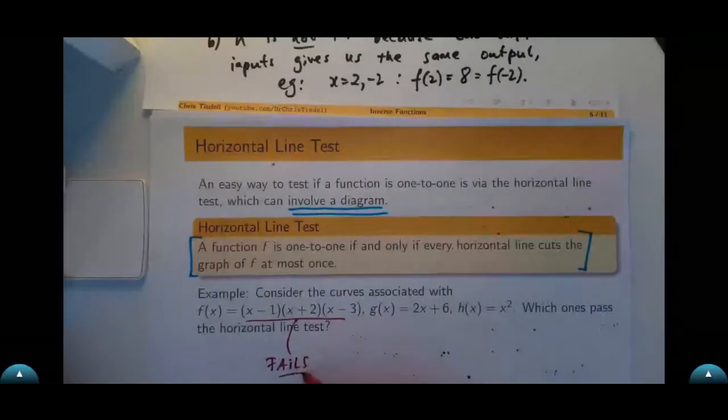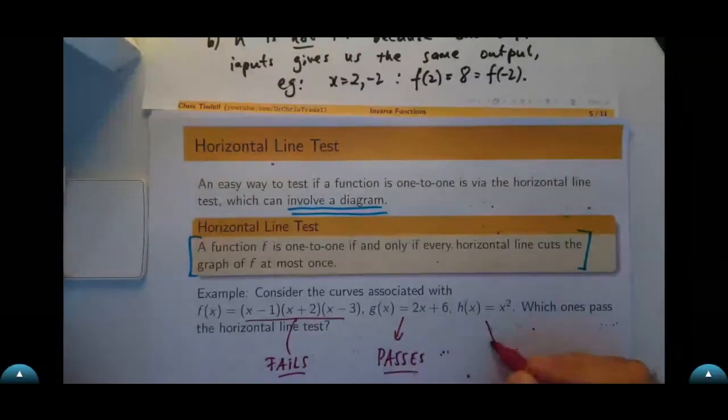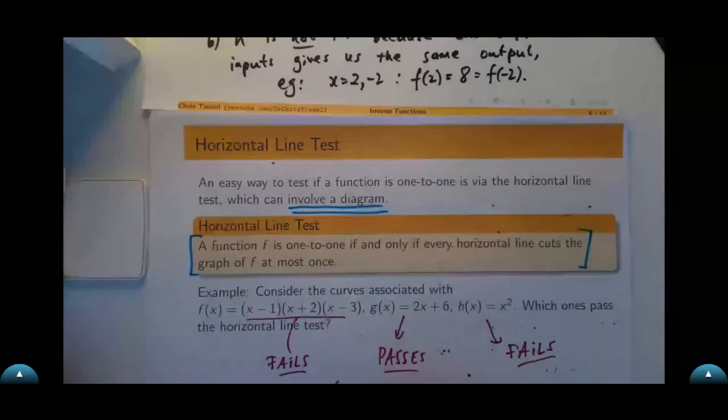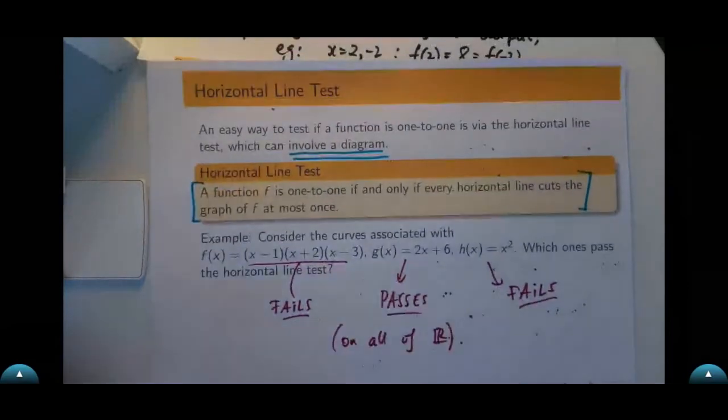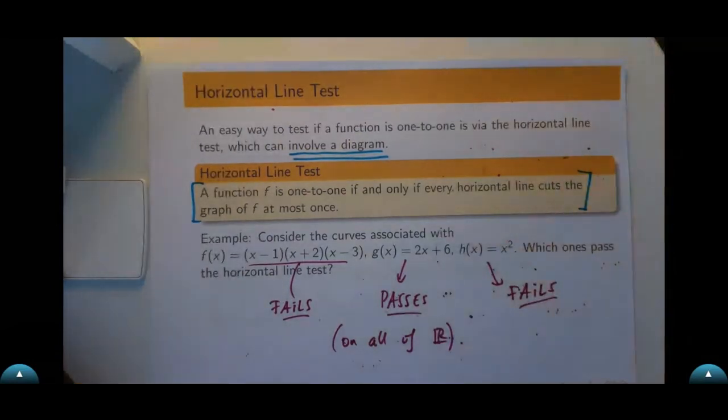So coming back to our document camera, this one fails. This one passes. This one fails. And I'll just quantify that by saying we're looking on the whole real number line here. We're not looking at subintervals or anything like that, but we will in a minute. We'll do some questions.